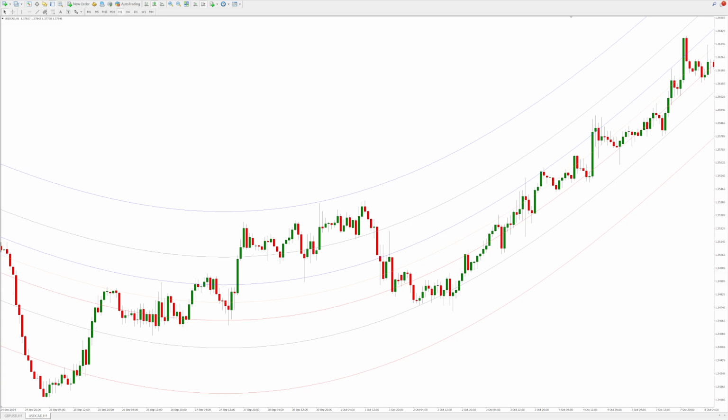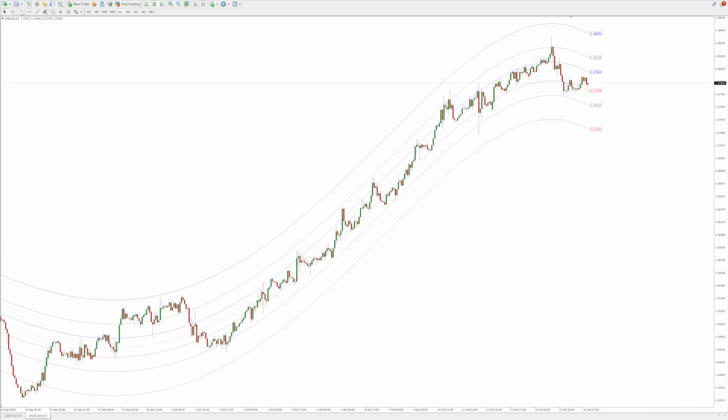Hello traders, and welcome to my video on the mean reversion indicator, which is going to show you how you can catch moves such as this one for almost 300 pips. This is the Euro Canadian dollar, EURCAD, 1 hour chart. This is the MT4 platform. I've downloaded the mean reversion indicator, as you can see here, attached to the chart.